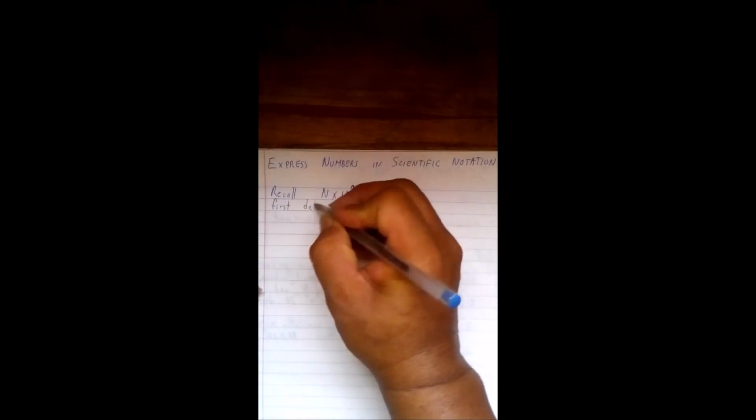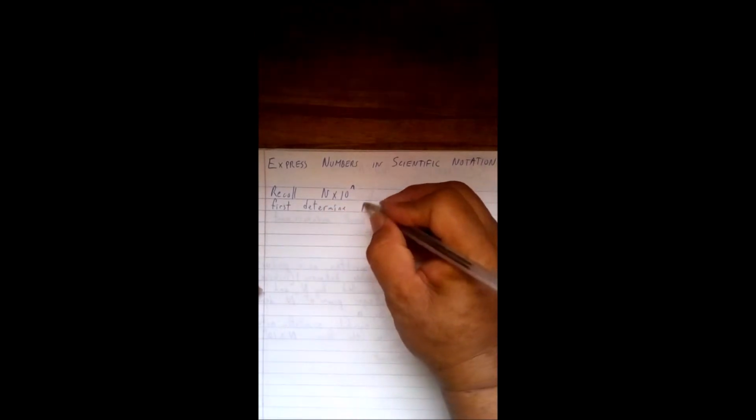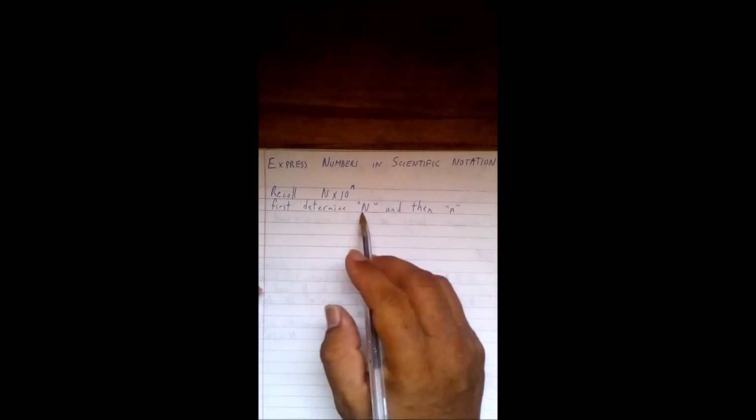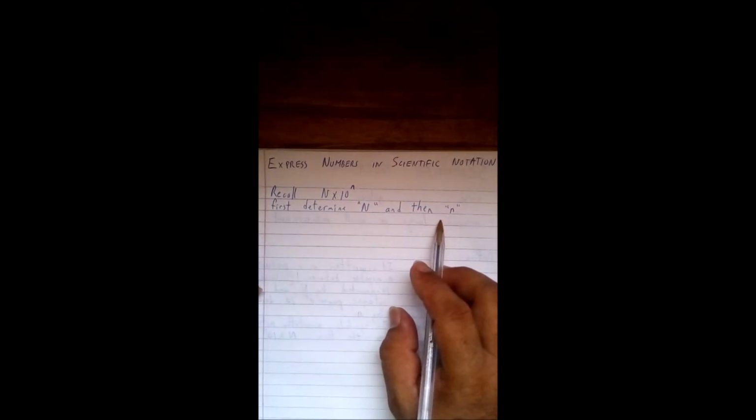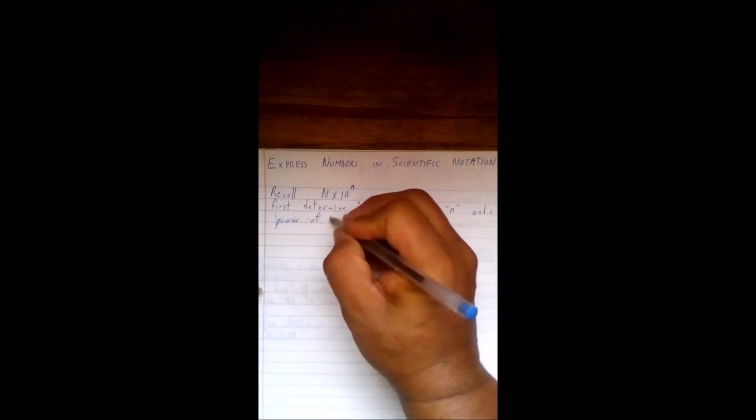We must determine, so you need to recall this, first capital N, and then the small n. So those are the two things you need to determine. So this is first, and then the n, and a power of 10. That's the base. All right, so let's see, how do you work this out?